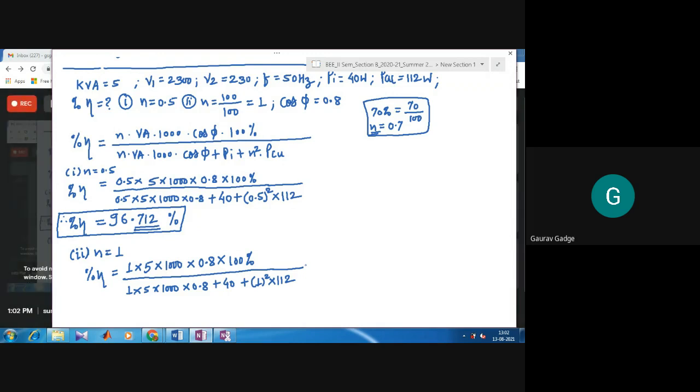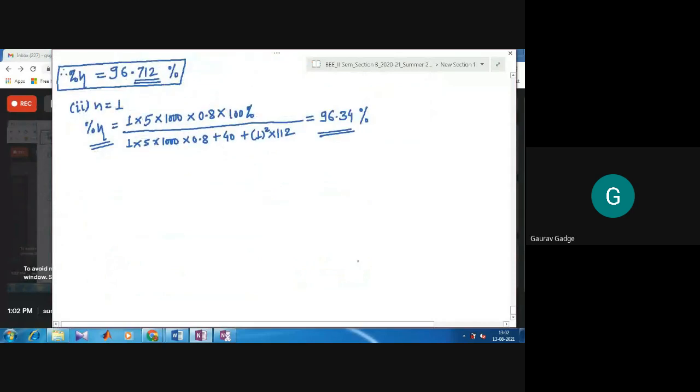So how much is it? 96.34%. This is the final value. That's all, your numerical is done. Okay. Now till now, any problem, any question? Okay. Now if I give you a numerical, yes, Pratik.